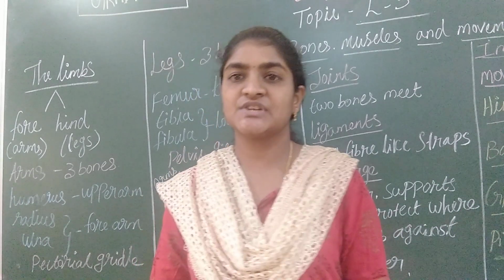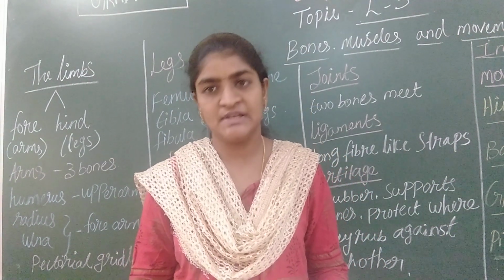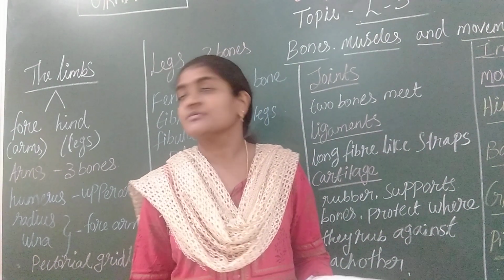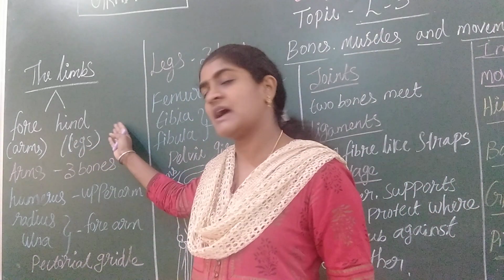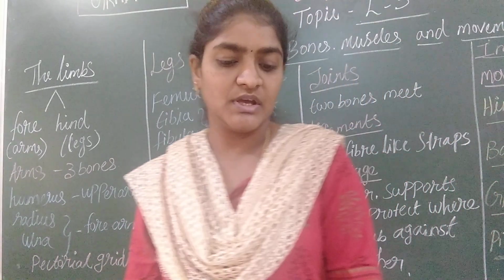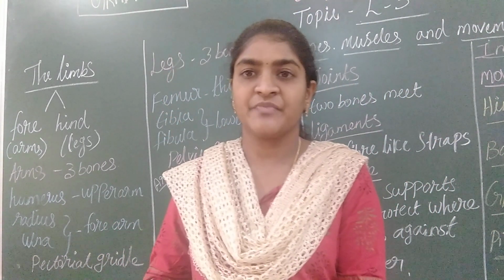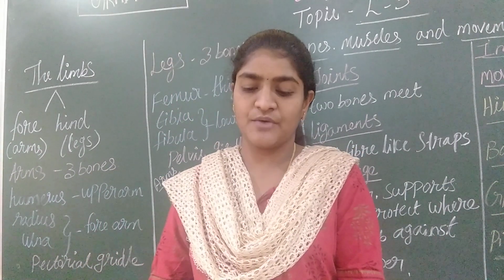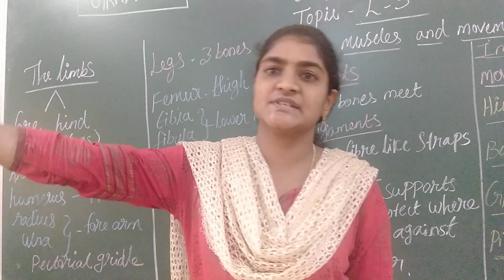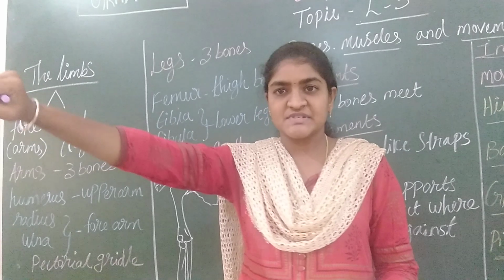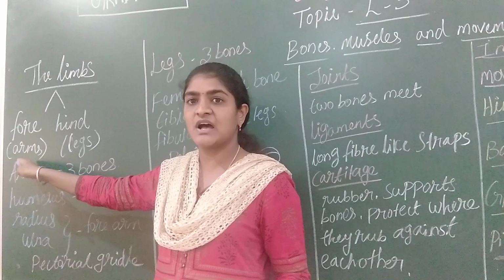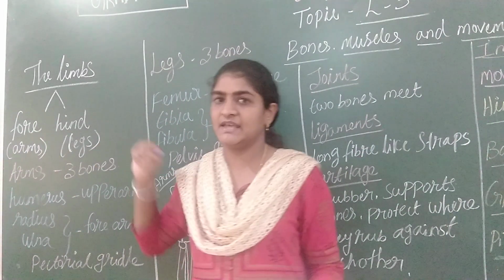So this much we have studied, children. Next we are going to continue with the limbs. In the skeletal system the limbs also play a very important role. We have 2 pairs of limbs, 2 legs and 2 hands. Our arms are known as forelimbs and legs are known as hind limbs. The hand bones are called forelimbs and the legs are called hind limbs. Forelimbs are arms and hind limbs are legs.